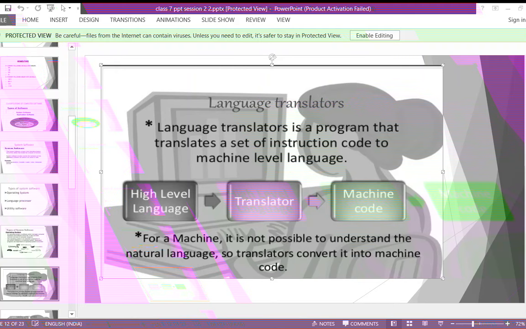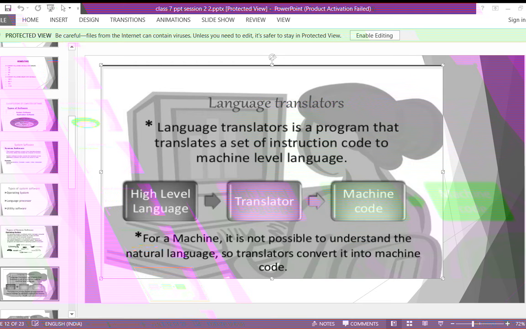Yes, ma'am. Before this high level language, this is one of the languages which we are writing. Before this, none of the languages is written. Understood now? The programs like C, Java, C++, Python are written in the form of this high level language. So you understood the language translator? Yes, ma'am.